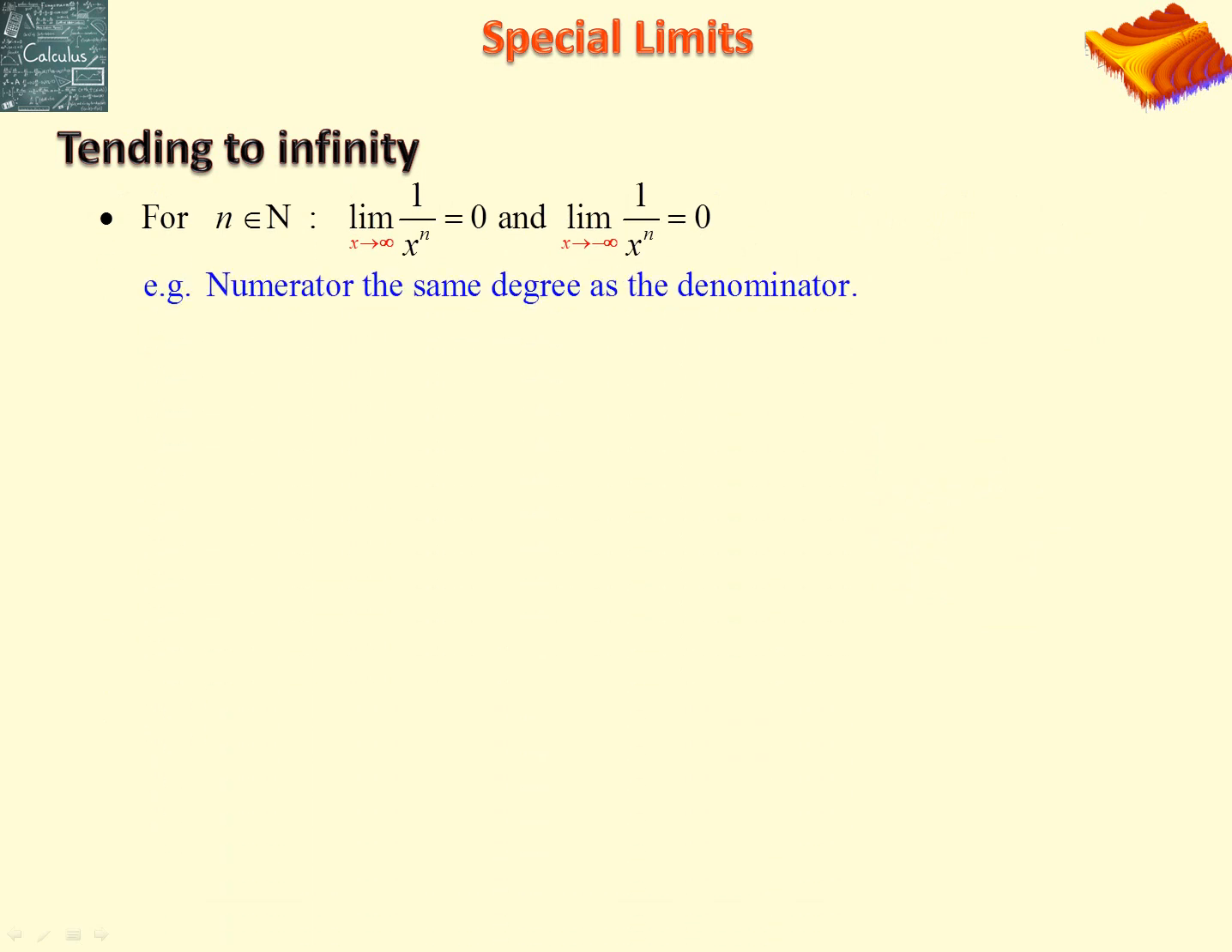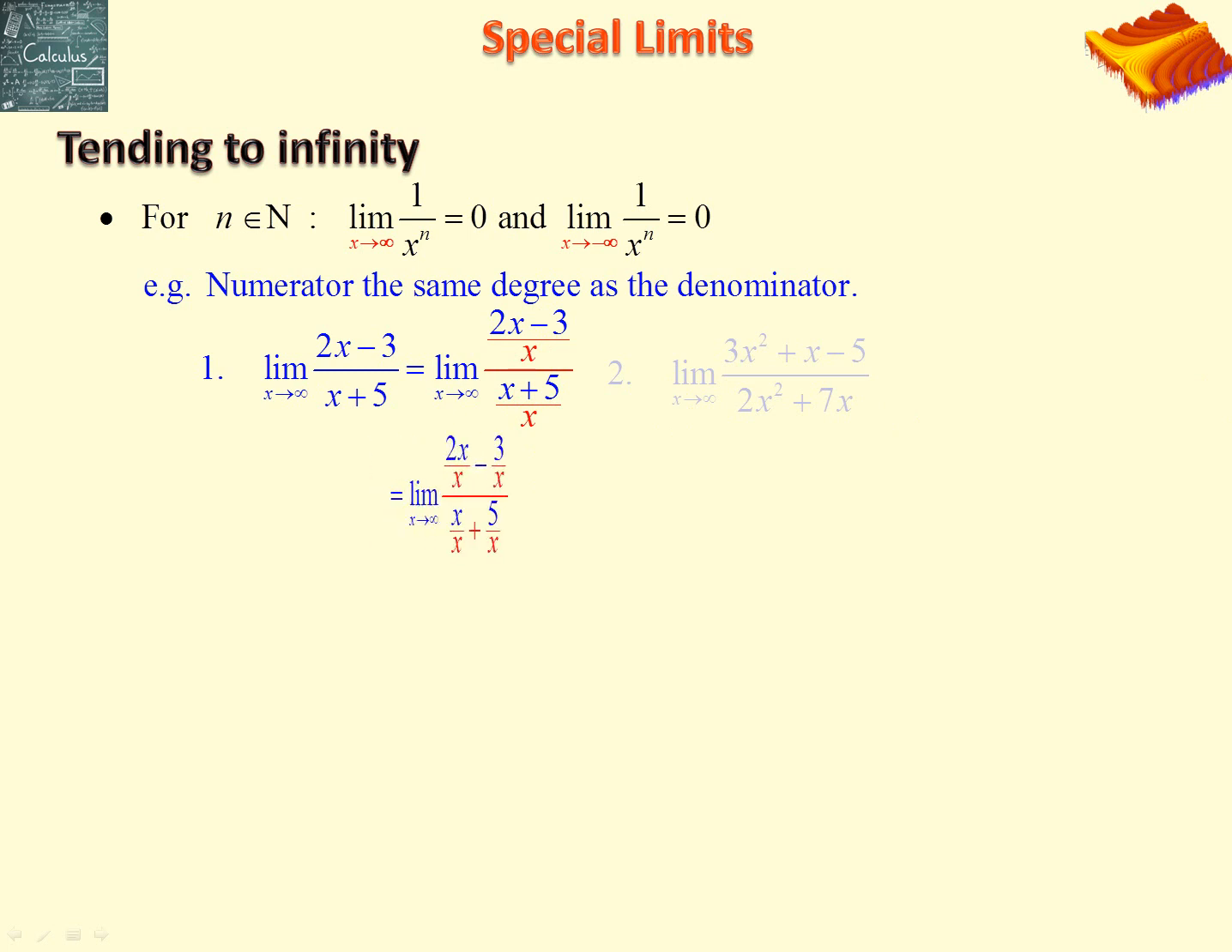Let's have a look at some examples. So here's a case where the numerator is the same degree as the denominator. Here are two examples: degree 1, degree 1, and degree 2, degree 2. So we're going to do a clever little trick. We're going to divide top and bottom by x, which is the highest power, the degree. We're allowed to do that because that's like dividing by x over x, which is dividing by 1.